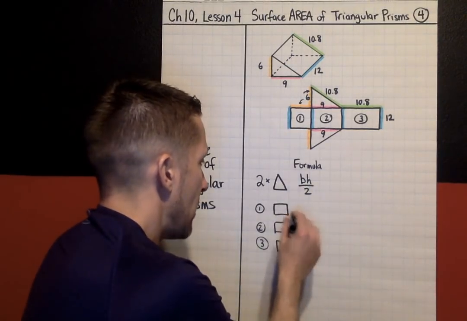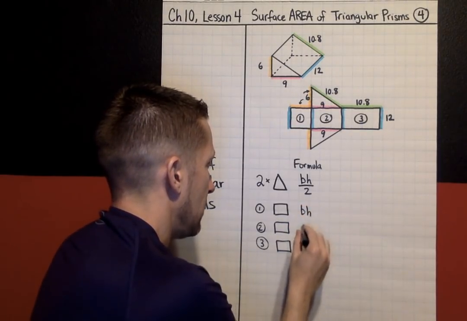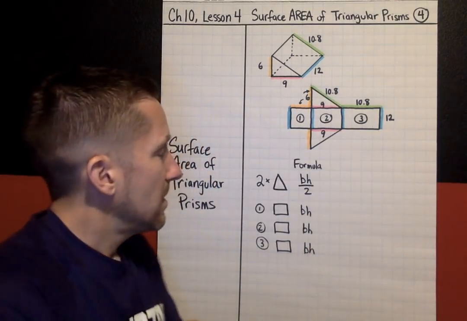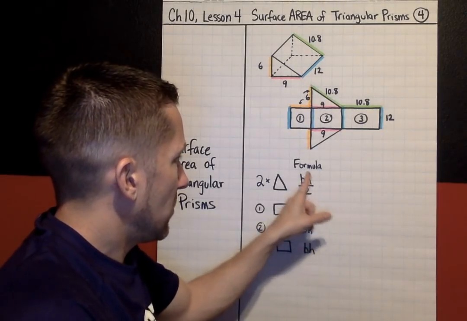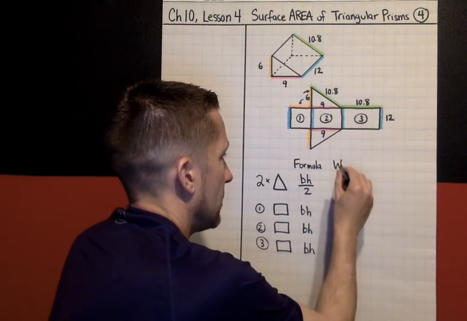What's the formula for area of a rectangle? All 3 of these are the same. It is base times height. Base times height. Base times height. Now, let's fill in. So here's the formula for each thing. Now we're going to do the work, filling in the numbers.